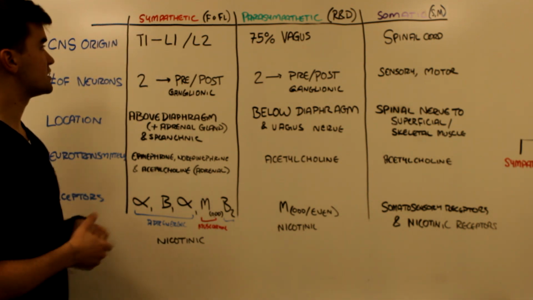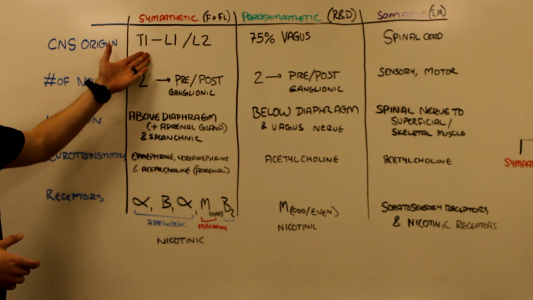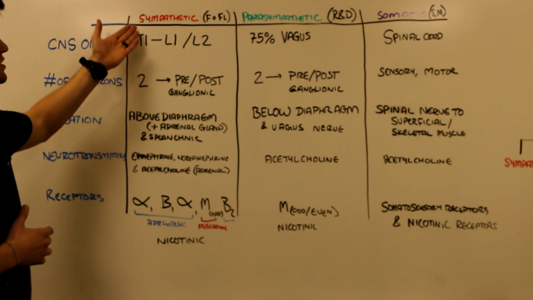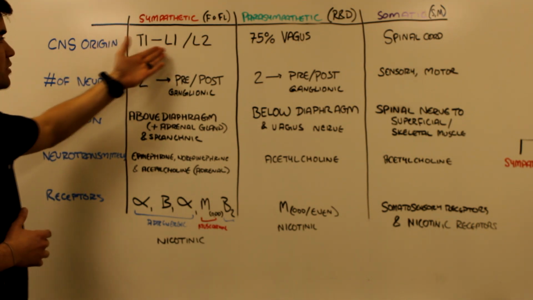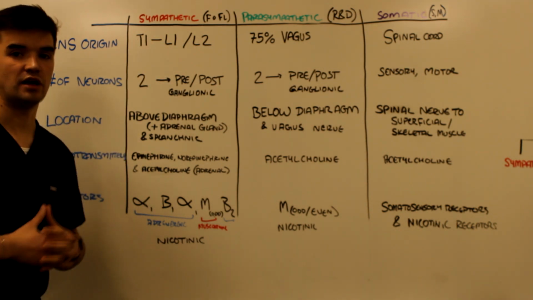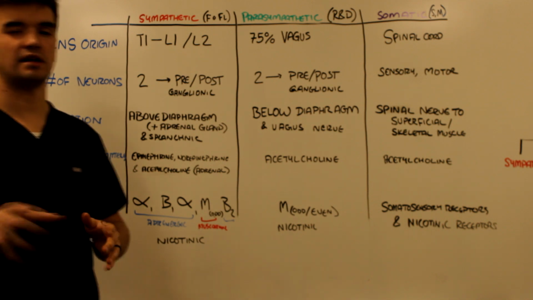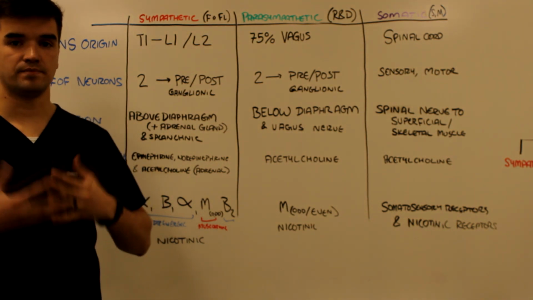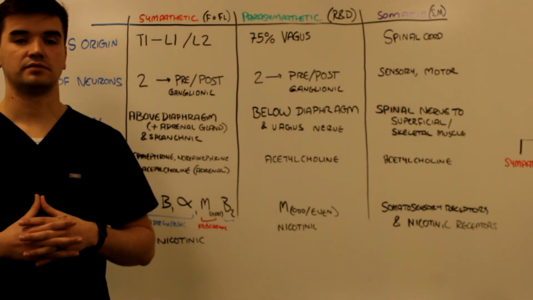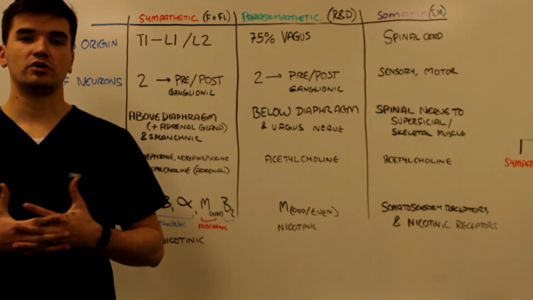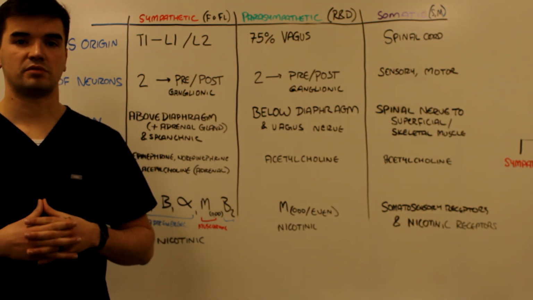Within the sympathetic nervous system, our sympathetic nervous system exits the spinal cord through the vertebrae T1 through L1 or L2 depending. Within that pathway, you have two different types of neurons, pre- and post-ganglionic. We'll get into that a little later. Most of these nerves innervate things above the diaphragm, as well as the adrenal gland and the splanchnic nerve. Most of what we'll deal with is above the diaphragm when it comes to the sympathetic nervous system.